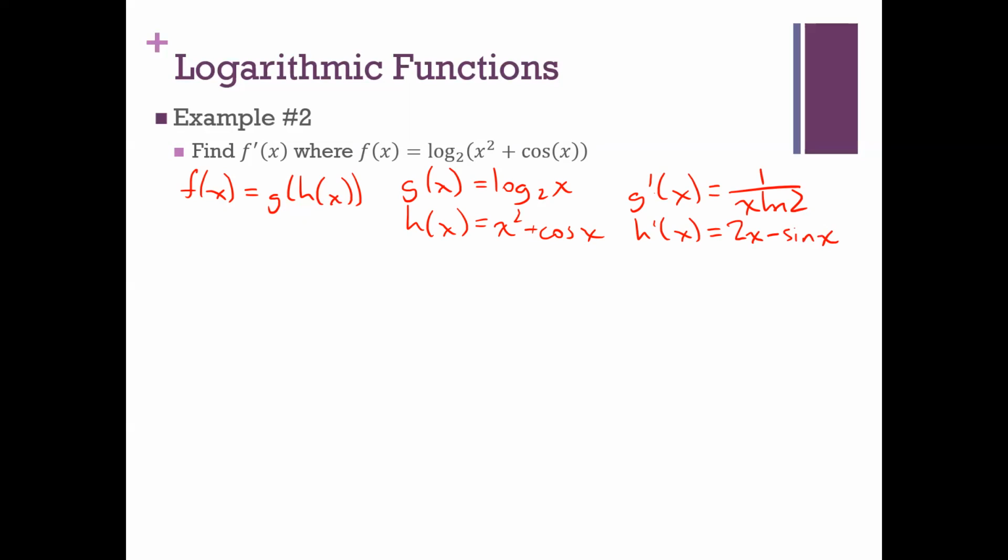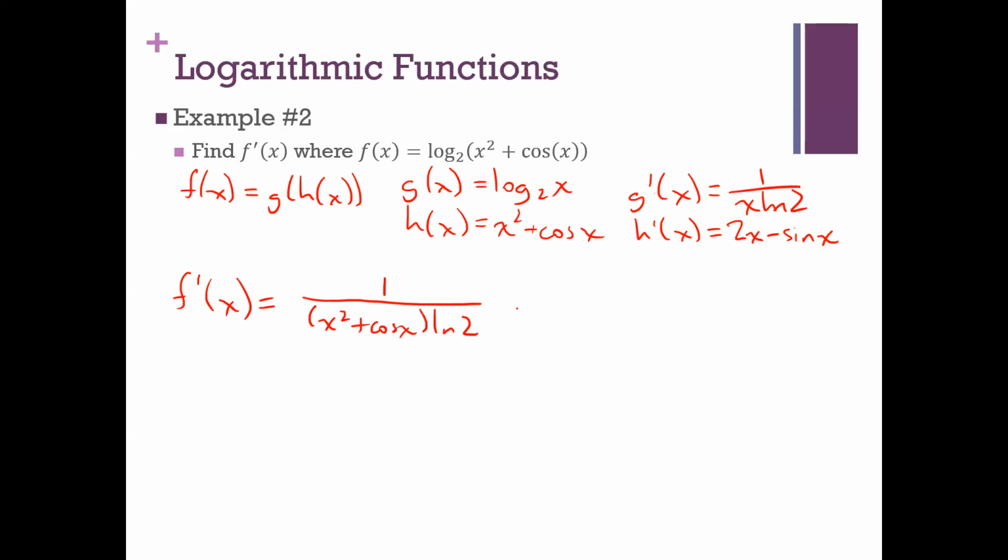All right. Probably should have asked this, but do we agree that the function I gave you is equal to g of h? g composed with h? Yeah, should be good, right? So I agree that chain rule is the way to go here. Now I think we have all the parts we need to write down what this derivative is. So what is it? 1 over x squared plus cosine x times the natural log of 2.